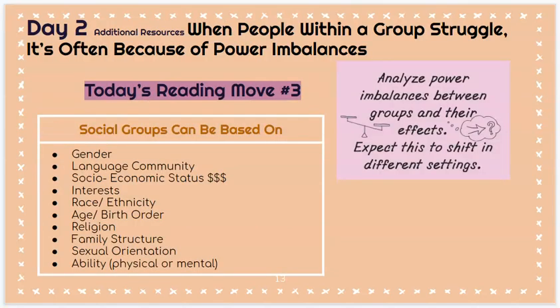So today's reading move is a pink one, and it says, analyze power imbalances between groups and their effects. Expect this to shift in different settings. So I know that can be totally confusing, so let me try to break it down with a real life example. Let's say you have a neighbor.